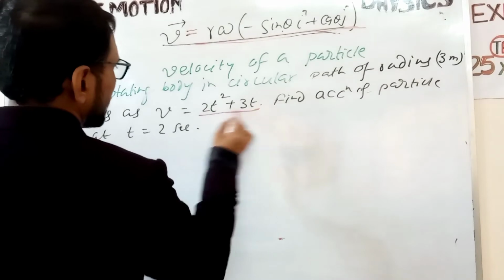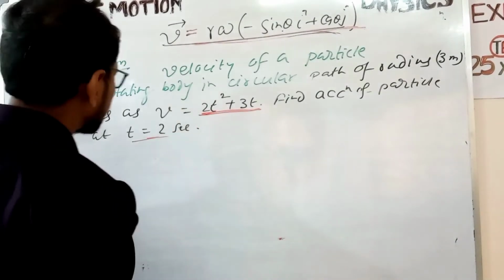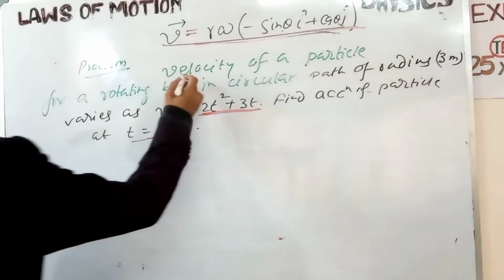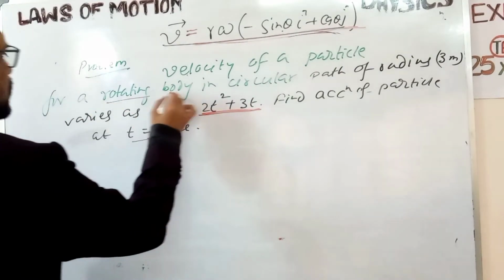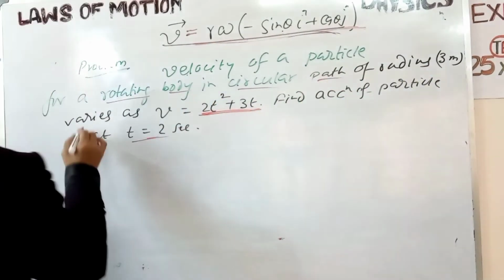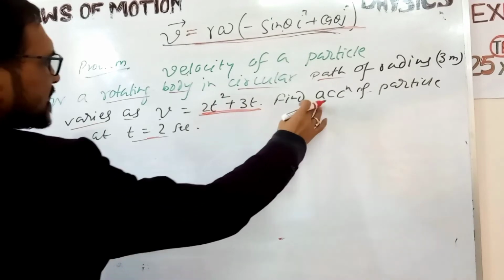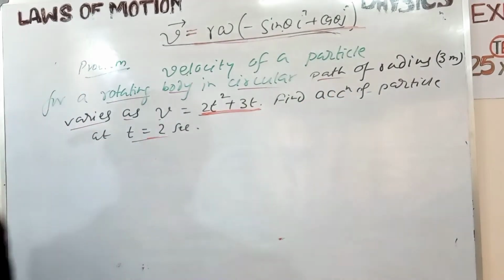What is the acceleration of the particle at t equal to 2 seconds? Velocity of a particle for a rotating body in a circular path of radius 3 meter varies as v equal to this. Find the acceleration of the particle at t equal to 2 seconds.